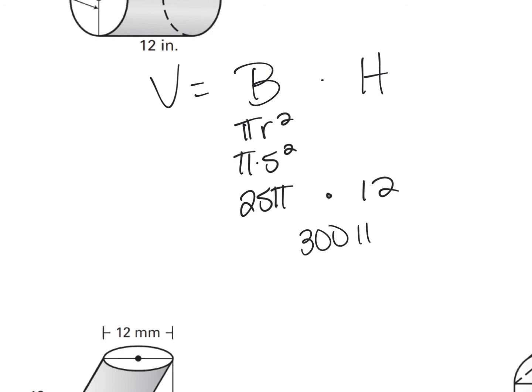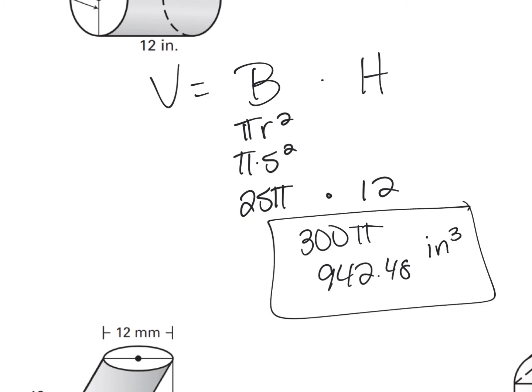And if you do it in terms of pi, that's what your answer would be. Let me make that pi look a little bit nicer. It doesn't look that much better. Okay, sorry, I tried. All right, if they want it rounded, it would be 942.48. And your label is inches cubed.